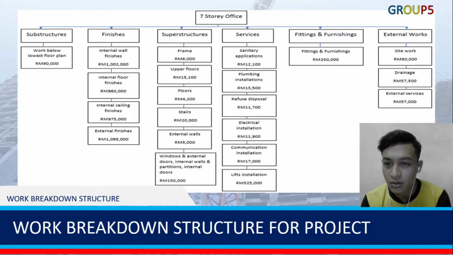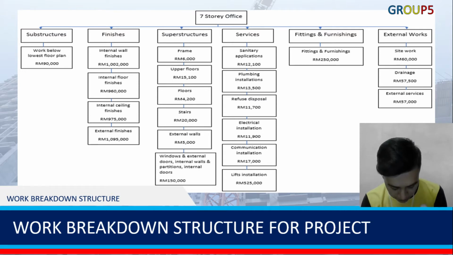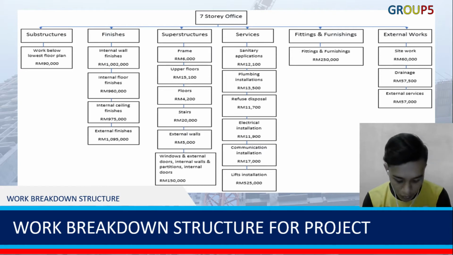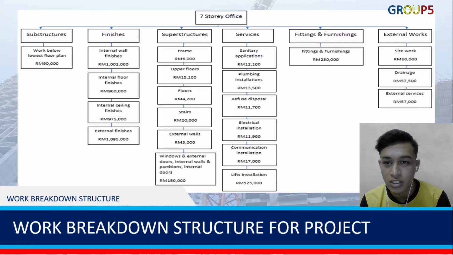And for the last part, which is external works, we have site work, drainage, and external services. And the total cost for external works was around 174,500 ringgit. And the total cost for this construction, which is the construction cost, was around 5,338,000 ringgit.